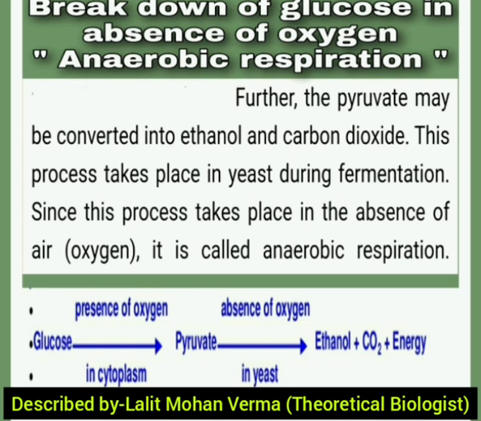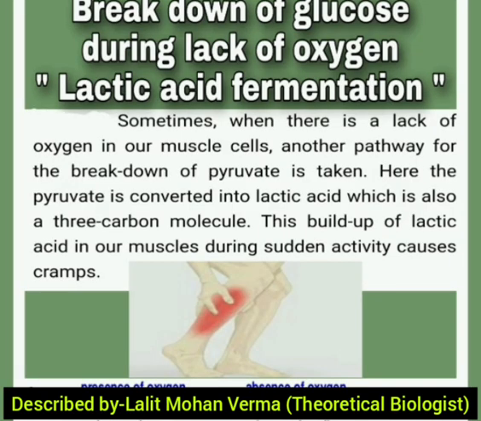You can see the equation: glucose changing to pyruvate, which is changing to ethanol, CO2 and energy. Suppose the oxygen is less, it is not absent but oxygen is less, then what will happen? Sometimes when there is a lack of oxygen in our muscle cell, another pathway for the breakdown of pyruvate is taken. Here the pyruvate is converted into lactic acid, which is also a 3-carbon molecule.